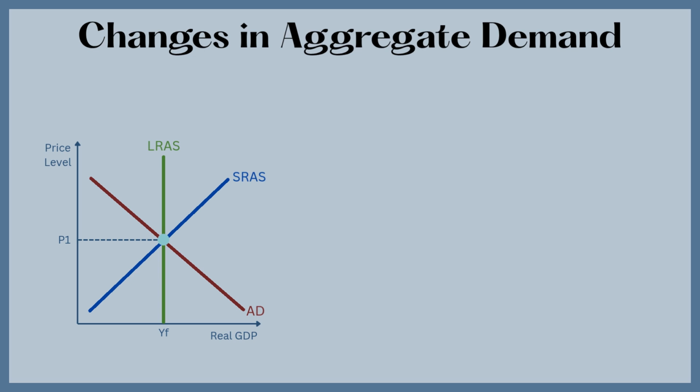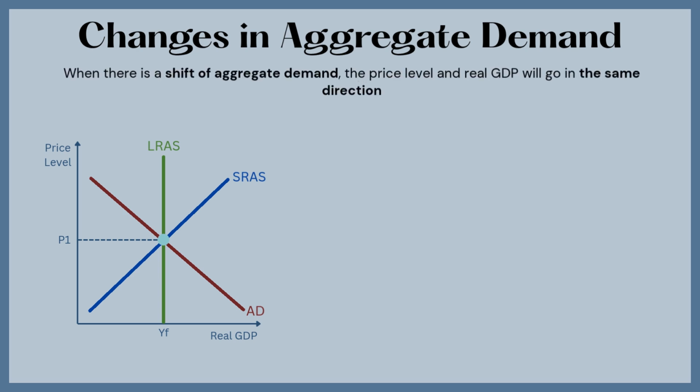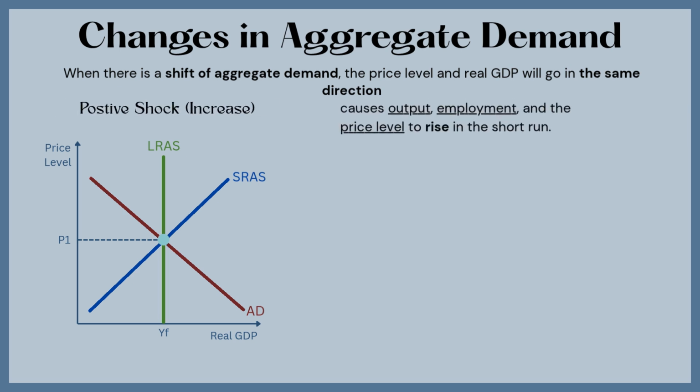In a previous video, we have discussed factors that can shift the aggregate demand curve, so be sure to check that out. When there is a shift of aggregate demand, the price level and real GDP will go in the same direction. A positive shock or an increase in aggregate demand causes output, employment, and the price level to rise in the short run. This rise of price level is also known as demand pull inflation.